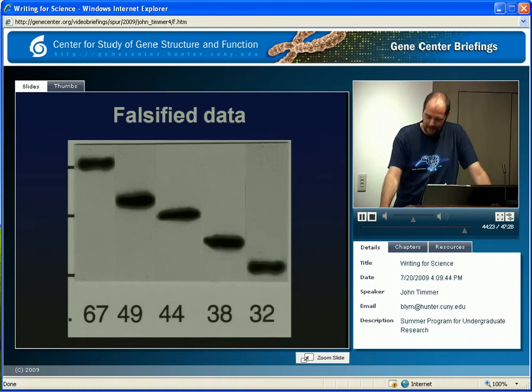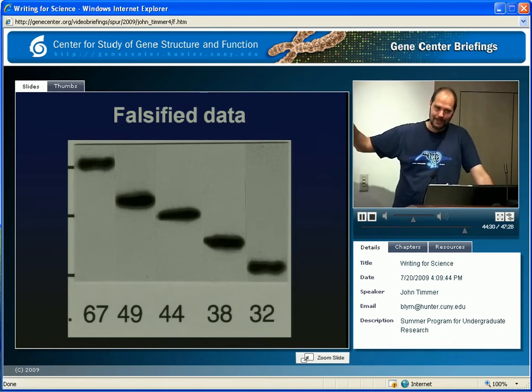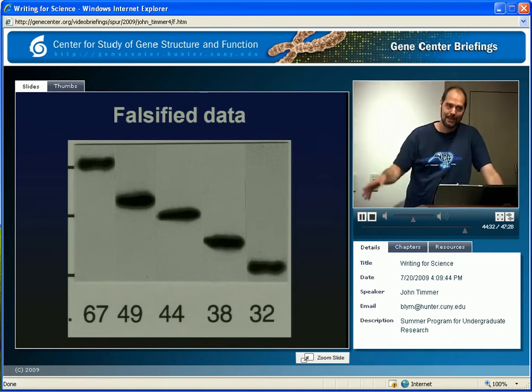It's easy to make something that looks reasonable like this in Photoshop, but if it's easy to make it, it's easy to detect it with these things.